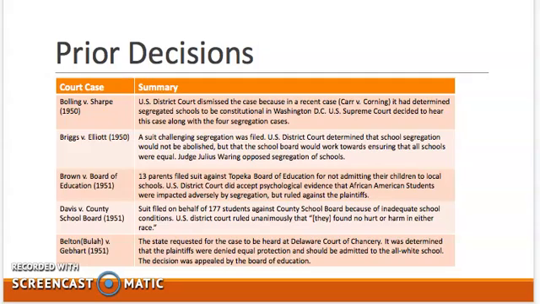And then finally, in Belton and Bulah versus Gebhardt, the state requested for the case to be heard by the Delaware Court of Chancery. It was determined that the plaintiffs were denied equal protection and should be admitted to the all-white school. The decision was later appealed by the Board of Education.